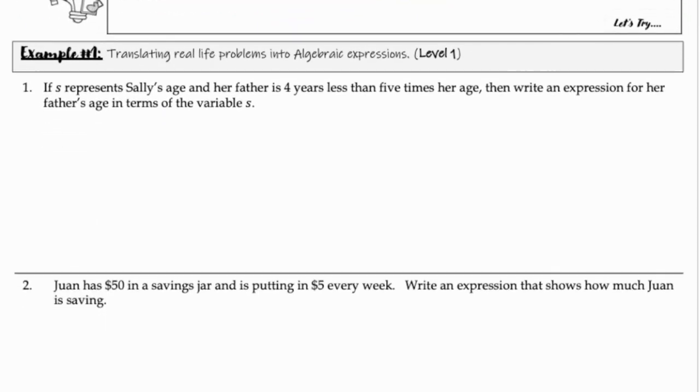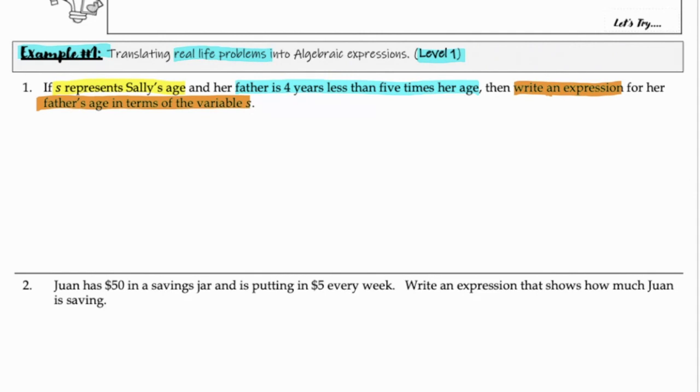For example number 1, what we are asked to do is we're translating these real life problems into some algebraic expression, and we're dealing with level 1. So these are the easiest types of problems that they could give us. So I'm going to read and I'm going to highlight. If S represents Sally's age and her father is 4 less than 5 times her age, then write an expression for her father's age in terms of the variable S.